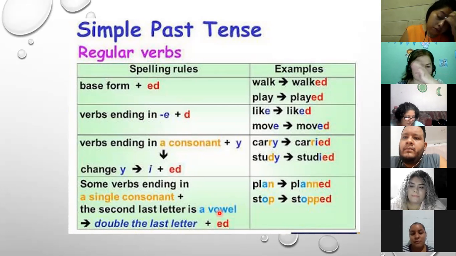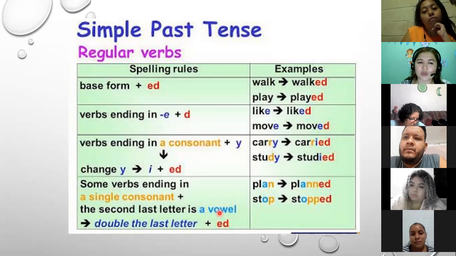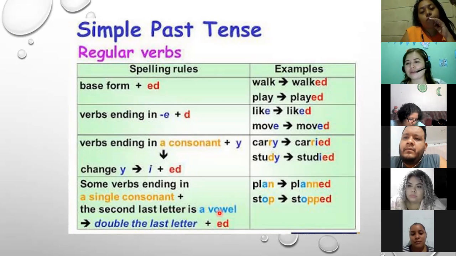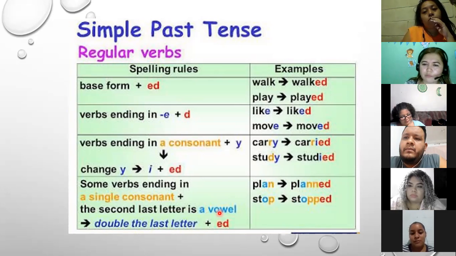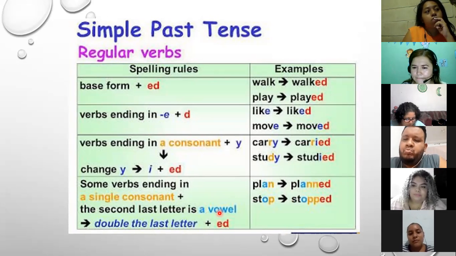We have the main rules right here for the regular verbs, okay? We have two types of verbs. We have regulars and irregulars, okay? No hemos llegado a los irregulares, solo estamos viendo los regular verbs, and here are the rules. I don't know if it is clear or if we have any question about these regular verbs rules.